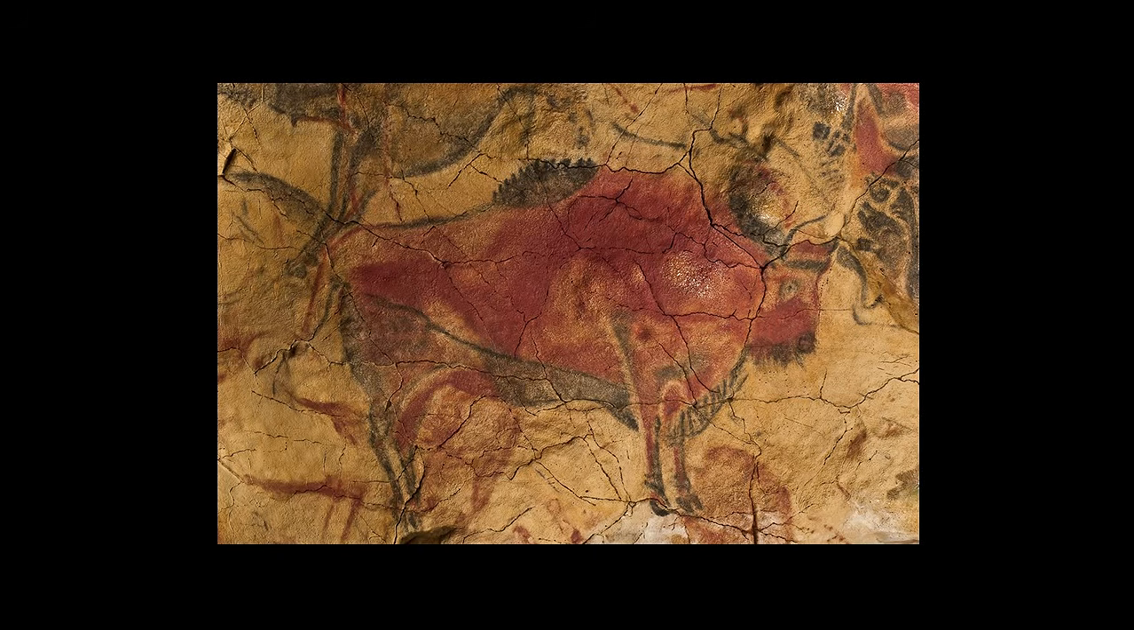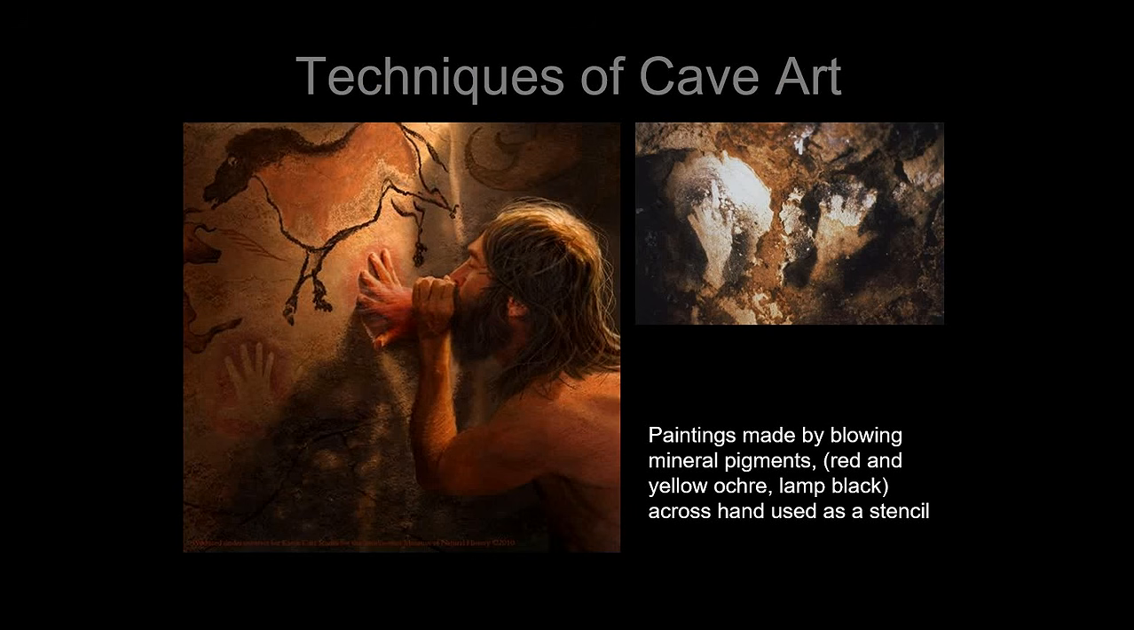The technique is also amazing. They're actually blown onto the surface of the rock. Sometimes you see reconstructions of blowing the paint directly out of their mouth. They would take the paint in their mouth and blow it right onto the wall. Other times you see reconstructions where perhaps they put it in a vessel made out of an animal bone and blew across the top of the vessel to spread the paint. But however they did it, they were very, very sophisticated in their technique.